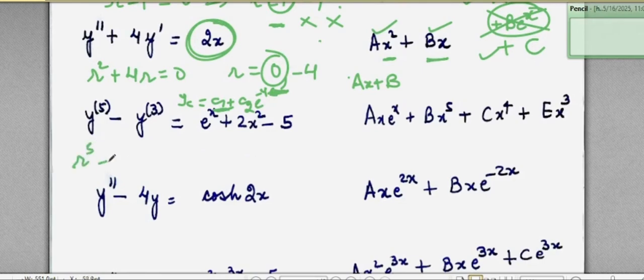So it's r^5 minus r^3 equal to 0. This is your characteristic equation. So r equals 0, 0, 0 and r squared minus 1, so 1 and minus 1. These are the roots of the characteristic equation. So pay attention here: 0 is coming thrice.